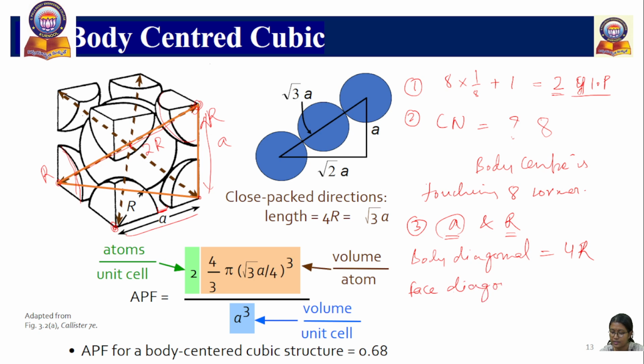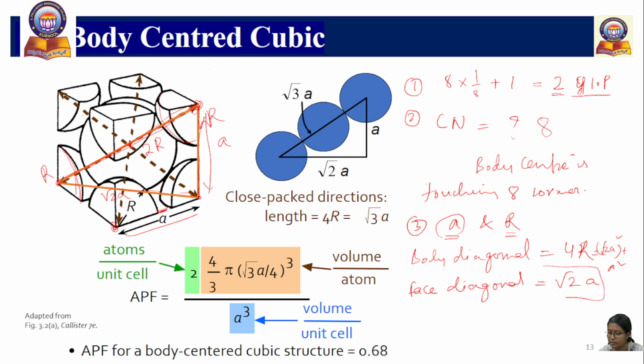In face centered cubic, the face diagonal we found to be root 2A. So again we'll use Pythagoras theorem. We know the face diagonal is root 2A, and this side is A. Using Pythagoras theorem, this is the hypotenuse. So the body diagonal will be equal to the square root of (root 2A) square plus A square. This side is root 2A, this side is A. A square plus (root 2A) square will give you the body diagonal.